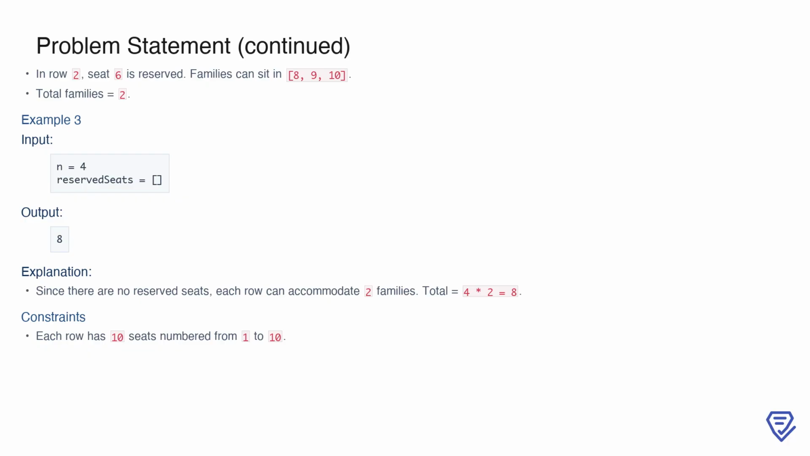In the third example, the scenario is even simpler. There are 4 rows, but no seats are reserved. Since there are no restrictions, each row can accommodate 2 families, 1 in the left block, 2, 3, 4, 5, and 1 in the right block, 6, 7, 8, 9. With 4 rows, this results in 8 families in total, as each row contributes exactly 2 families. This example highlights the ideal case where no seats are reserved, maximizing the number of families that can be seated.